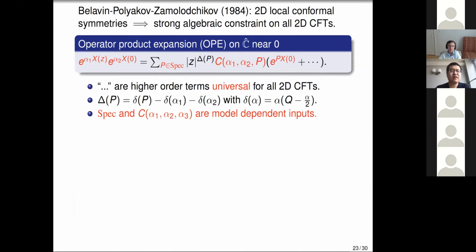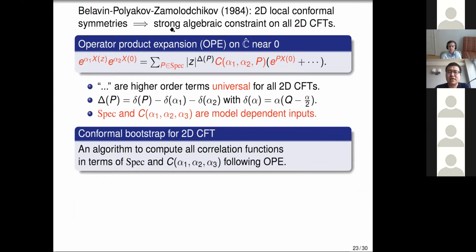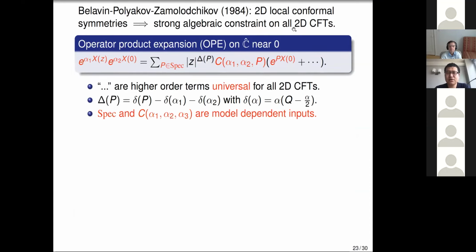As I mentioned earlier, Belavin, Polyakov, and Zamolodchikov were trying to compute the correlation function of the Liouville theory, and they realized that 2D local conformal symmetries imply very strong algebraic constraints on all 2D conformal field theories. For example, we have the so-called operator product expansion. Here on the left-hand side, we have exponential functions at 2 points, z and 0, where z is very close to 0. And on the right-hand side, it is a summation over only 1 point.